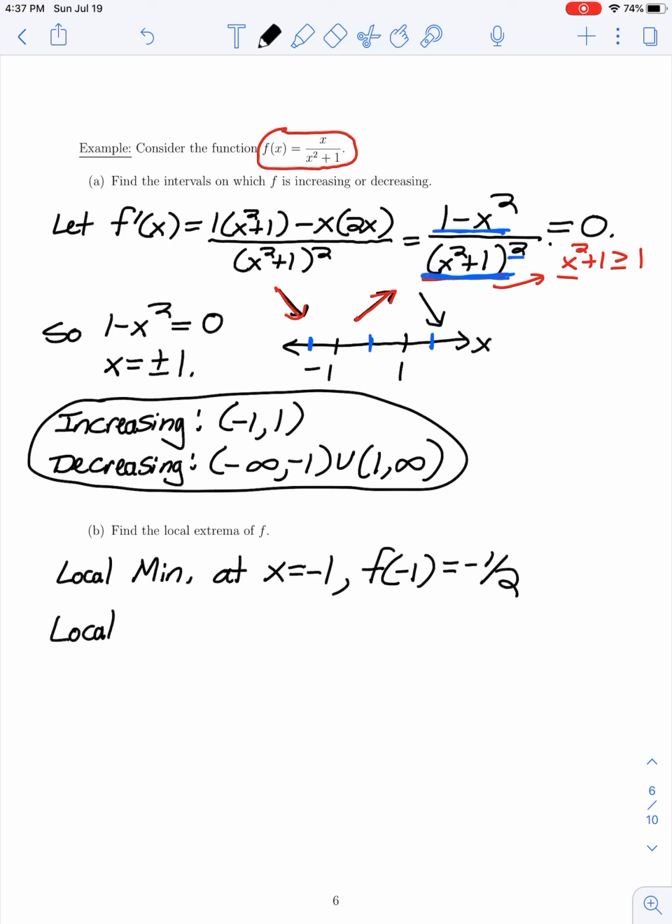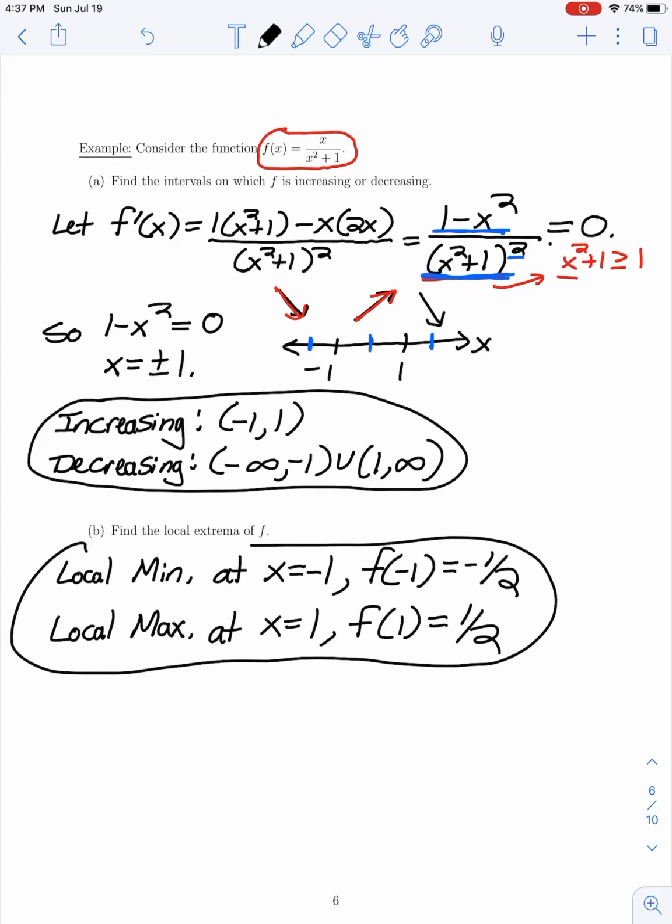And in part A, we saw that our function was changing from increasing to decreasing at x equals 1. So we have a local maximum at x equals 1. And to determine the local maximum value, we substitute 1 into our original function for x, and we have a +1/2 as our local maximum.